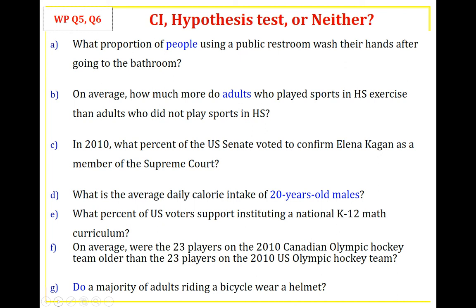What is the proportion of people using a public restroom who wash their hands after going to the bathroom? These are not the kind of questions I like to answer or look at. However, our question here is, is this a CI, would you use a hypothesis test, or is it neither? Well, a proportion of people, we're looking for a range. We're looking for a CI. In a CI, we're looking for that interval of values. We're not testing anything here.